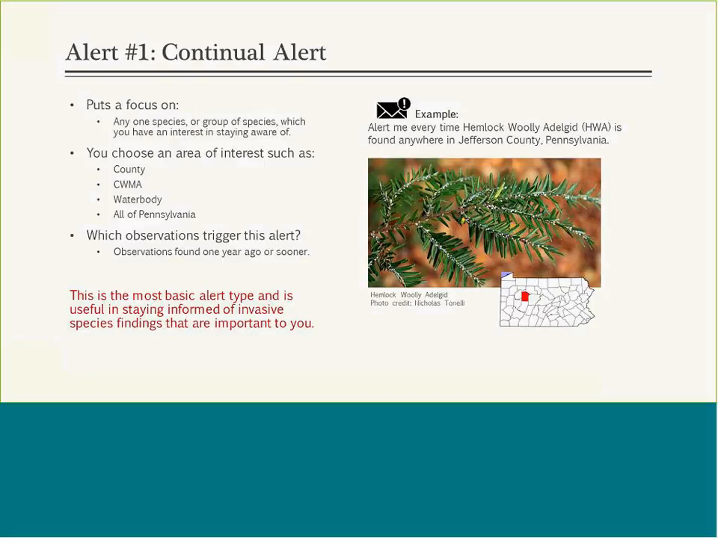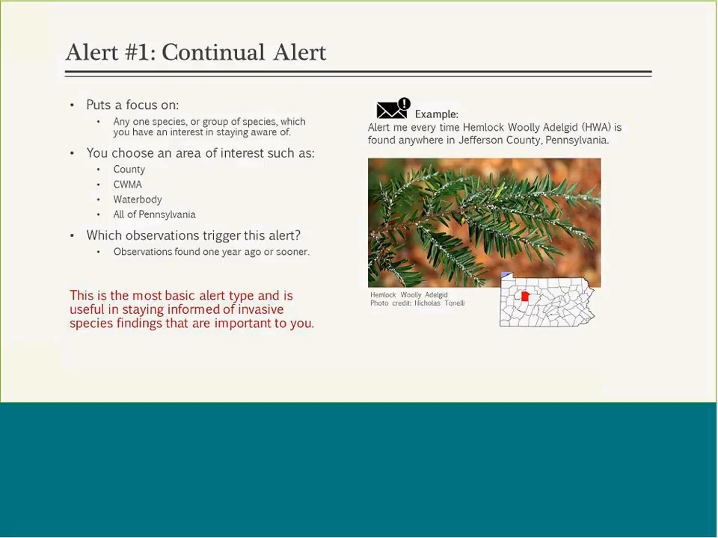There's various different options to choose from, more than what I have listed here, but this gives you a good idea of where to start. And then, which observations are going to trigger this alert? Continual alert is focused on more recent observations. So anything that was found 1 year ago or sooner is going to trigger a continual alert. It's really the most basic type of alert that we have, and it's really useful to allow you to stay informed of invasive species findings that are important to you specifically.